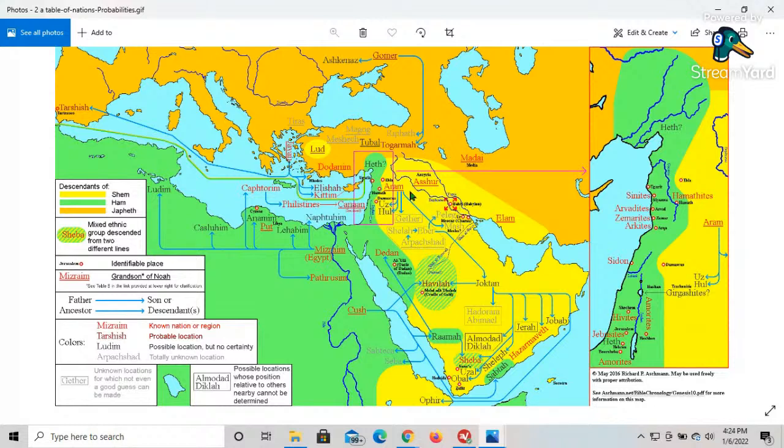The Assyrians, the Arameans, Elamites, the Medes, Madai, Togarma, Gomer. See, Gomer went up here. See, Ashkenaz up here in Europe. They went up through this way over into Europe. Riphath went to southern Europe. Where's Riphath? It's somewhere around here. Might not be. Here's Riphath right here. Can't see it very well.